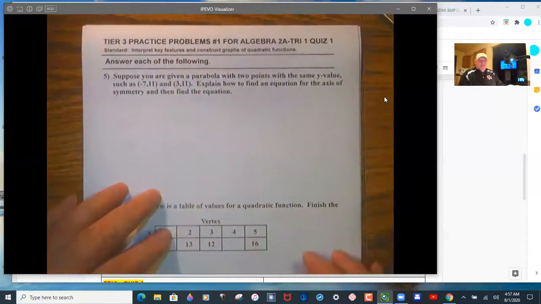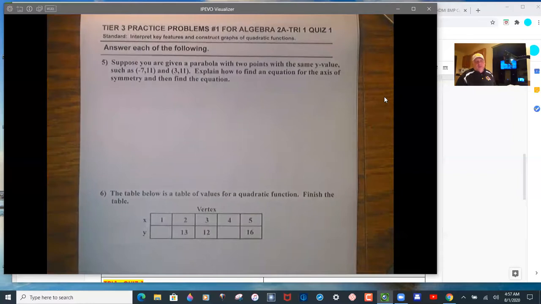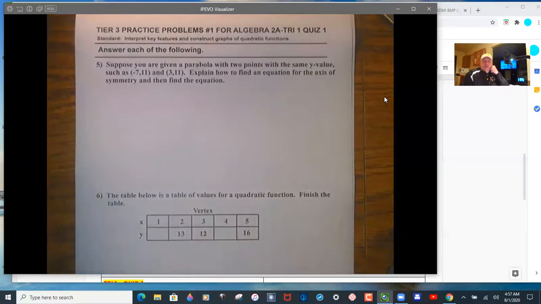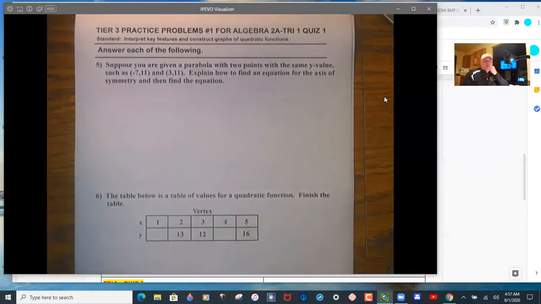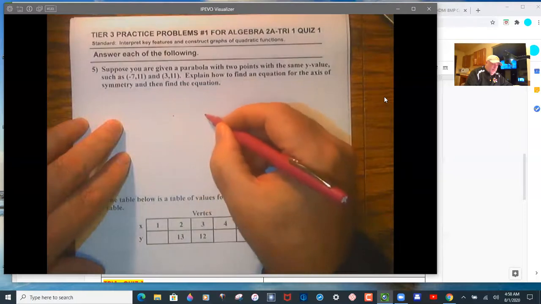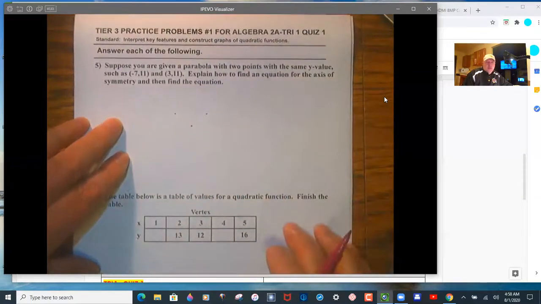All right, tier 3. So if you get all the problems right to that point, you have an 80%. But of course, many of you want better than that. So we have to move on and do these correctly. So this is where you extend your knowledge. It's really simple, but it's an extension of your knowledge. So -7, 11 and 3, 11 are your two twin points. And then you have a vertex point wherever, let's assume it opens up, that's halfway in between.